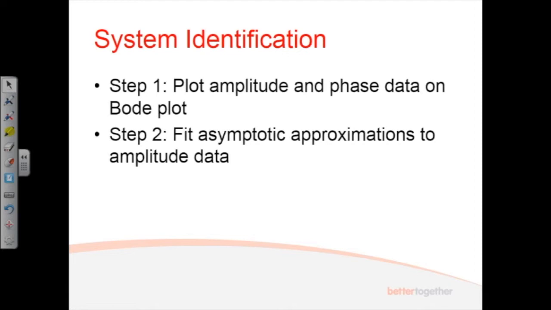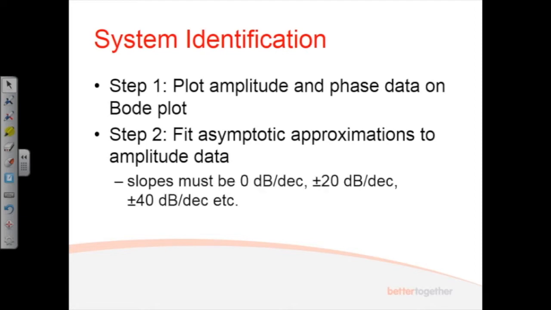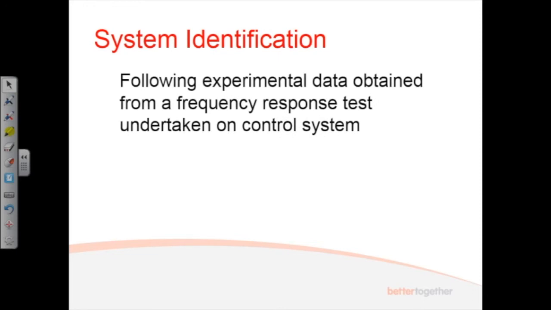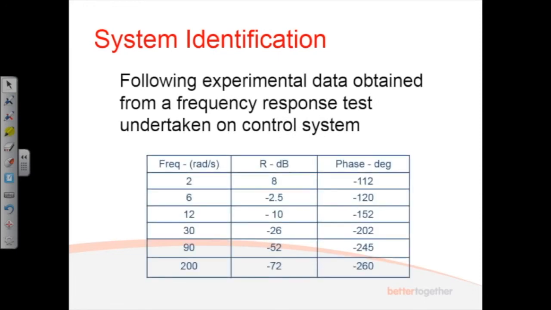Logarithmic axis on the frequency, logarithmic units for the amplitude, degrees for the phase, and fit straight lines to it. Take your ruler with you. And those straight lines, those asymptotes, have to be at particular slopes. Plus or minus 20, plus or minus 40, plus or minus 60 decibels per decade. And then let's use these relationships to figure out the transfer function. I think I've gone through this with you, so forgive me if it's the same one.